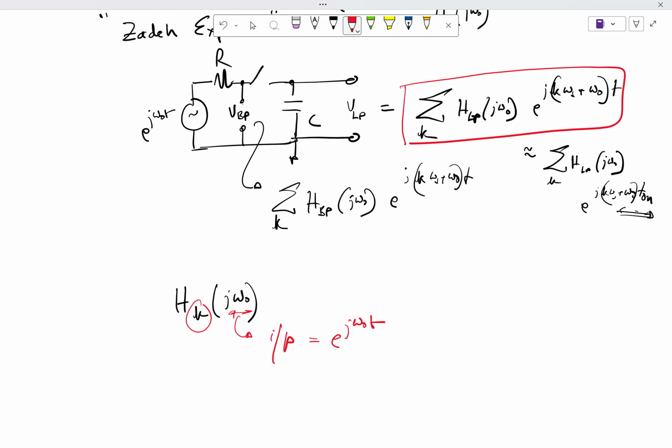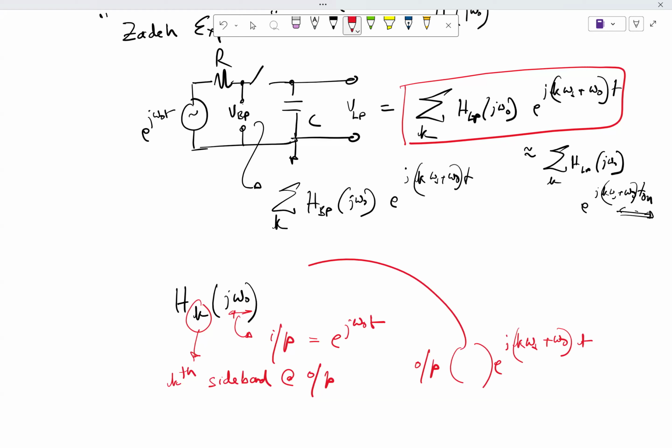I am looking at the kth sideband at the output, because the input obviously does not have any sidebands. Which means that your output will have a frequency of omega naught plus k omega s, right? So at the output, I am basically looking at the coefficient of e to the power j (k omega s plus omega naught) t. Whatever this coefficient is, is this.